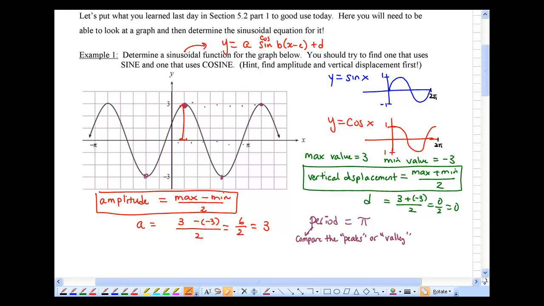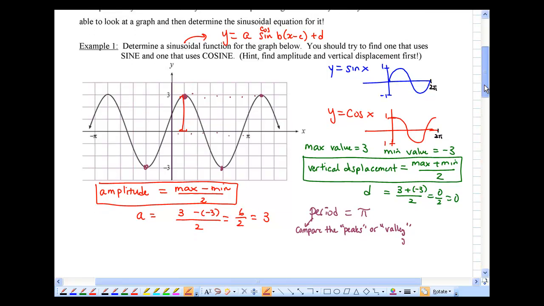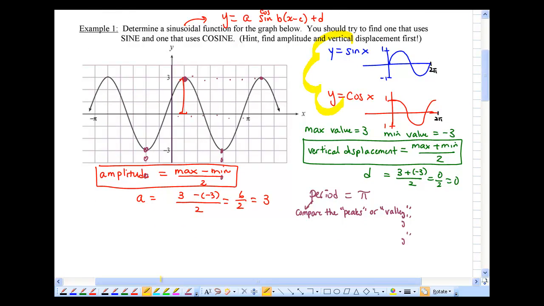Okay? Alright, here comes the hardest one. The hardest one is the phase shift. Phase shift is actually a little bit more difficult because it also depends on which graph or which function you want to use. Okay. Remember how I drew those up here, sine and cosine? What are some of the characteristics of where it starts? Again, sine starts in the middle, where cosine starts up high.